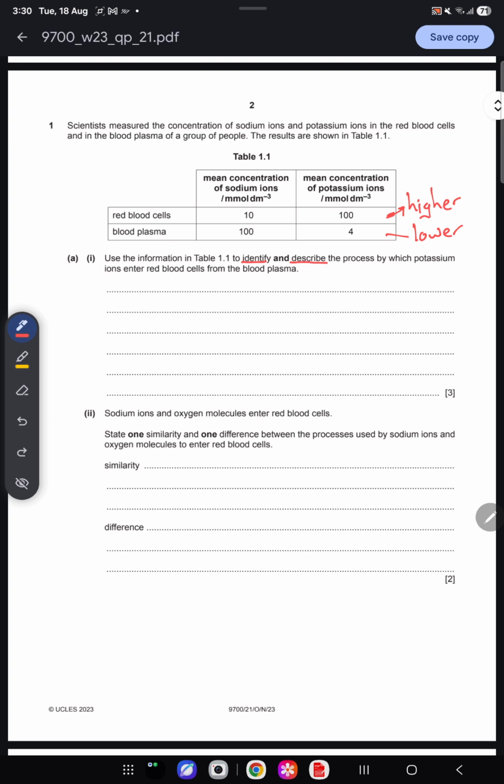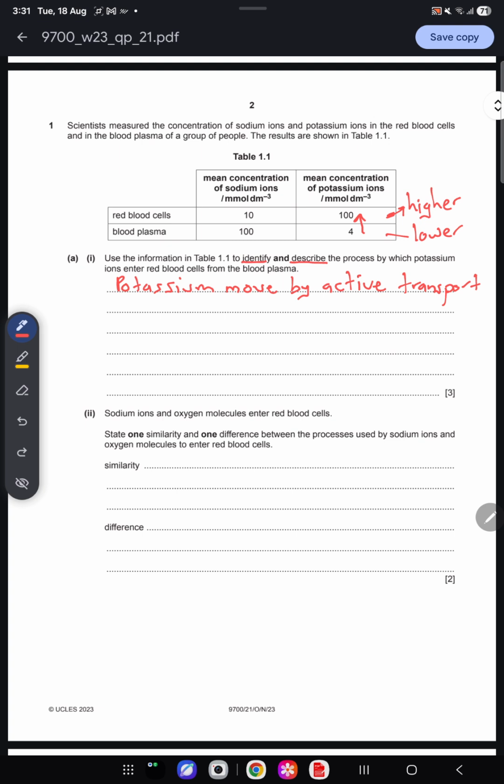So we have to know what process ions use to move from a region of lower concentration to a region of higher concentration. And I know that is active transport. So that means potassium ions move by active transport. So I have that mark already for identifying. They are going to move by active transport. Then describe the process. So we have to describe the process of active transport.